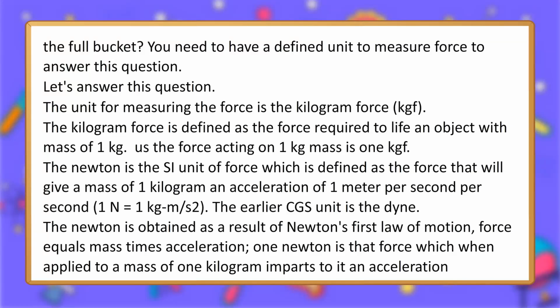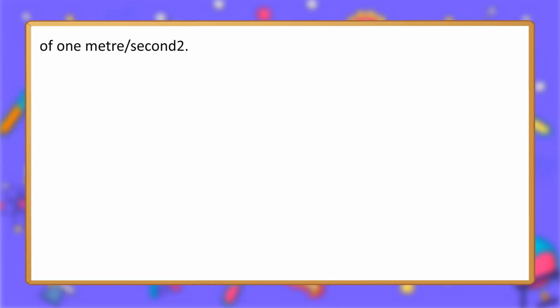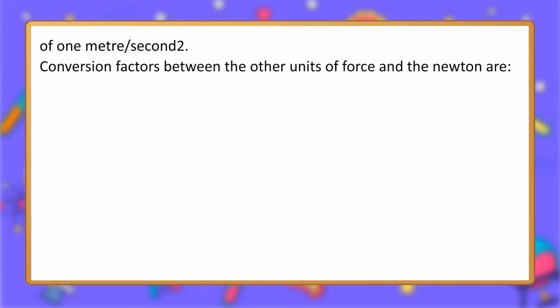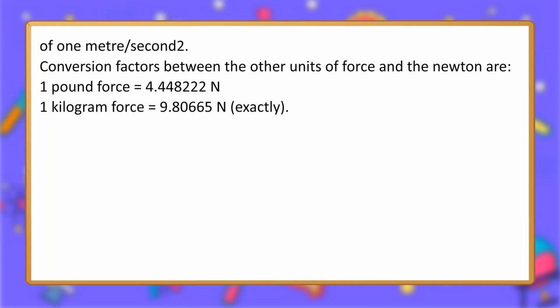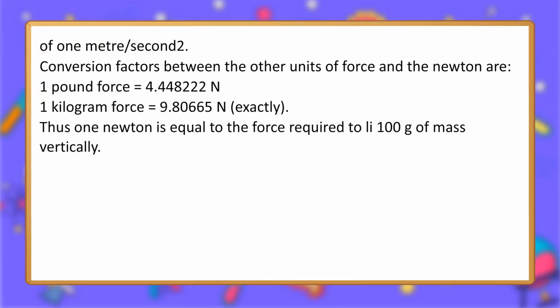The Newton is obtained as a result of Newton's second law of motion. Force equals mass times acceleration. 1 Newton is that force which when applied to a mass of 1 kilogram imparts to it an acceleration of 1 meter/second squared. Conversion factors between the other units of force and the Newton are: 1 pound force equals 4.448222 N. 1 kilogram force equals 9.80665 N, exactly. Thus 1 Newton is equal to the force required to lift 100 grams of mass vertically.